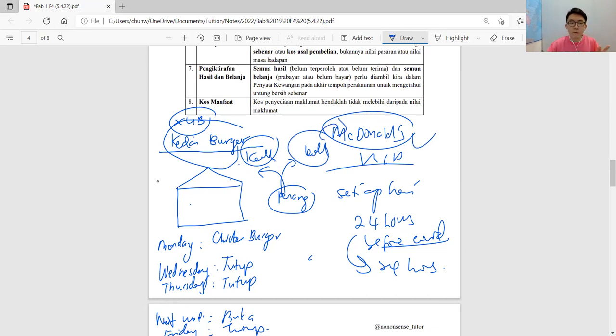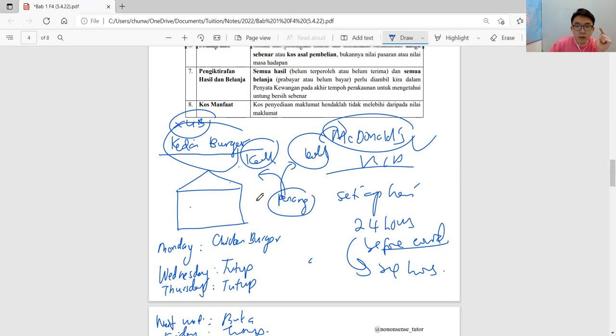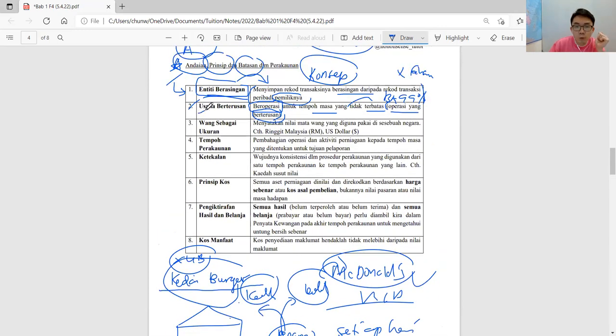Therefore, that's why it's so important that kita mengamalkan usaha berterusan. You get it now? So that's why usaha berterusan maksudnya beroperasi untuk tempoh masa yang tidak terbatas. Meaning, operasi yang berterusan. Which McDonald's ada usaha berterusan. Tapi Kedai Burger ni tak ada. So do you get it now? If yes, just give me a 2. You faham number 2 for usaha berterusan, give me 2.